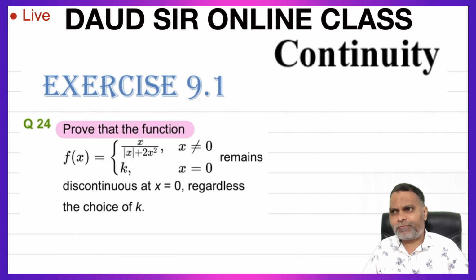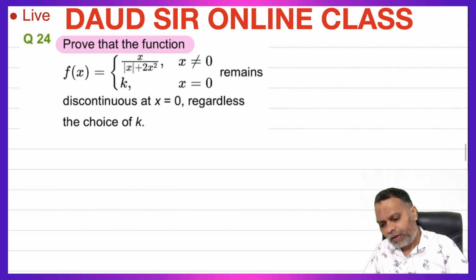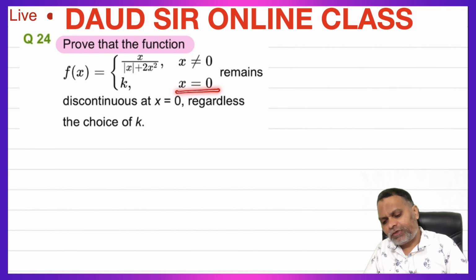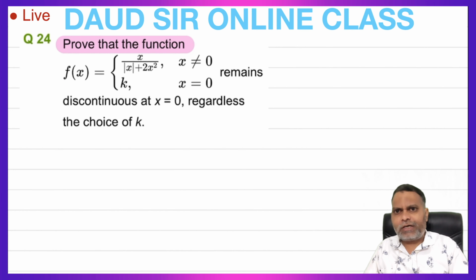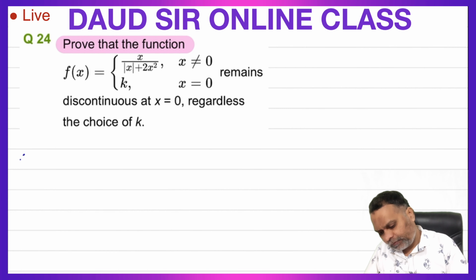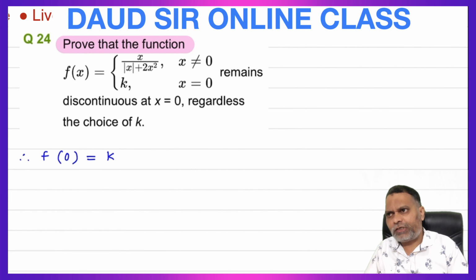Regardless the choice of k means for any value of k this function is discontinuous at x is equal to 0. This we have to prove. So first, this function is defined at x is equal to 0, f of x is equal to k. Therefore, f of 0 is equal to k. Put the value of x is equal to 0 here. Here no x. So f of 0 is equal to k only.